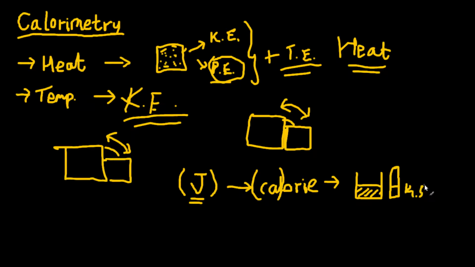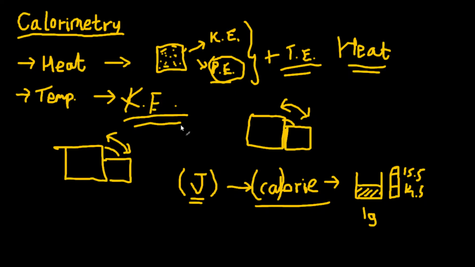Remember these numbers, 14.5, 15.5. I'll tell you why we take them right now. So say this is 1 gram of water here. The amount of heat energy you need to change this temperature from 14.5 degrees Celsius to 15.5 is defined as 1 calorie.